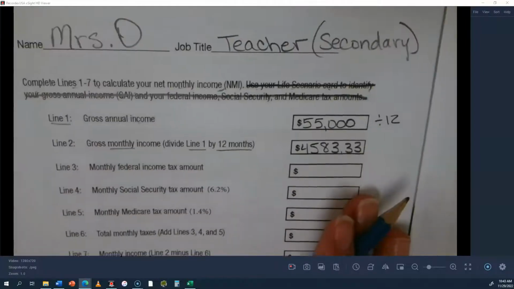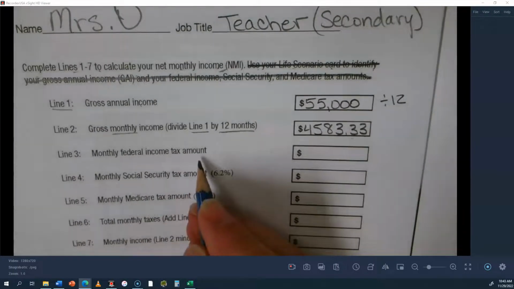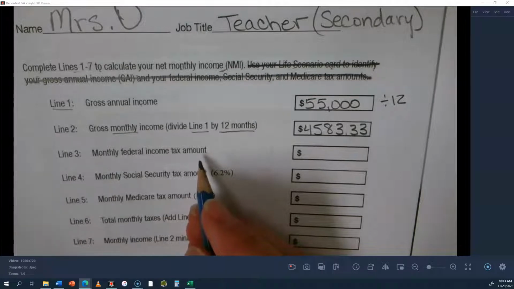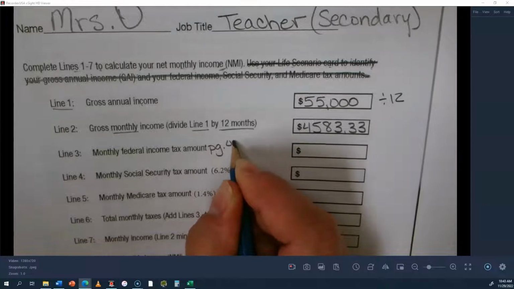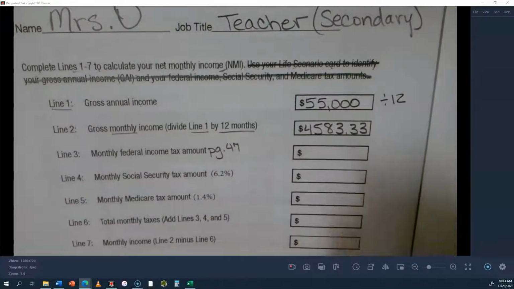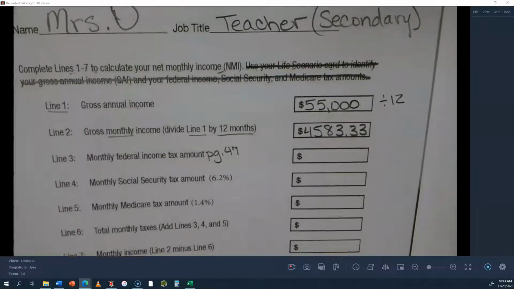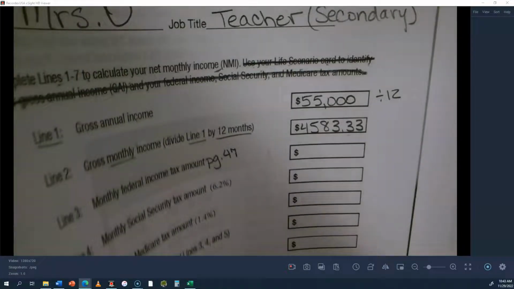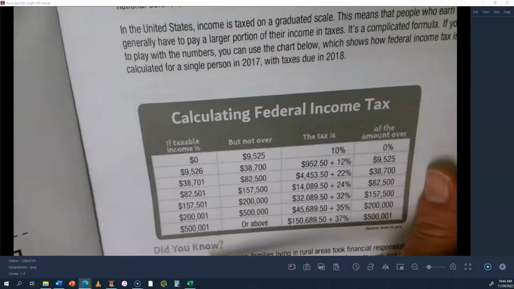The next thing I have to do is calculate my federal monthly income taxes. This is the hardest part of this. You need to go back 1 page to page 47. On page 47, it's going to show you a range of federal tax calculations, how we calculate our federal income tax. So if I go back a page, I see it right here.